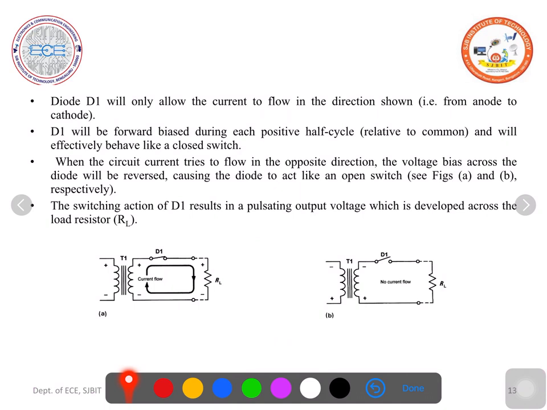In the positive half cycle, let us assume the upper terminal of the secondary winding is positive, the bottom terminal is negative. Earlier there was a diode here which was replaced by a short circuit. Now this is the anode, this is the cathode. Anode is more positive than the cathode. Anode is applied a positive potential and cathode is connected to a negative potential. So the diode is said to be forward biased. If we assume that the diode is an ideal diode, then you can replace the diode with a short circuit. Now the current flows in the clockwise direction.